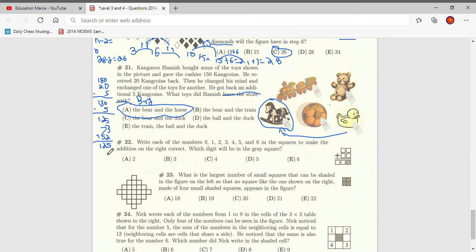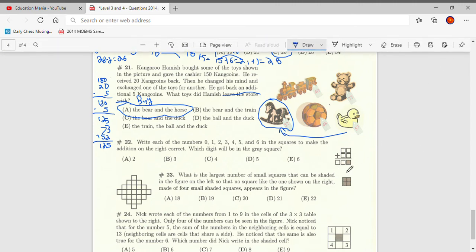Now, on to 22. Write each of the numbers 0, 1, 2, 3, 4, 5, and 6 in the squares to make the addition on the right correct. What digit will be in the gray square? So we have a 2-digit plus 2-digit equals 3-digit. Every time it's like this, the hundreds place in the 3-digit number has to be a 1. That's the rule. So it has to be 1.